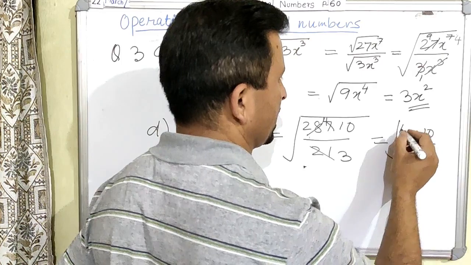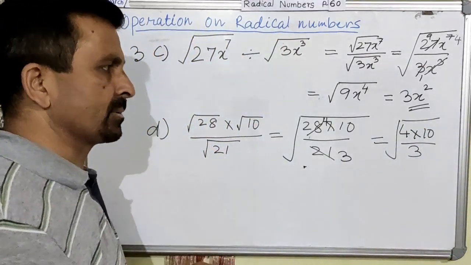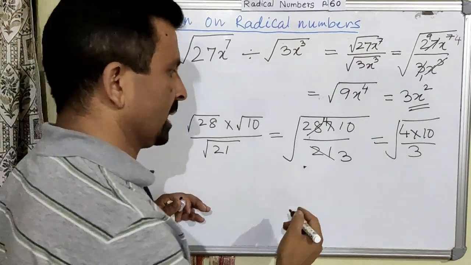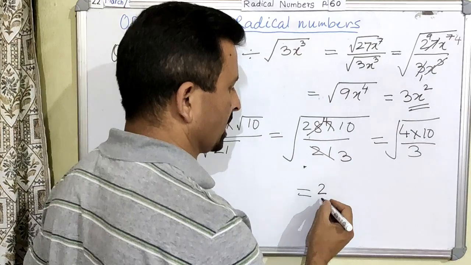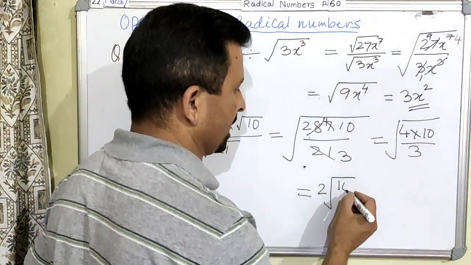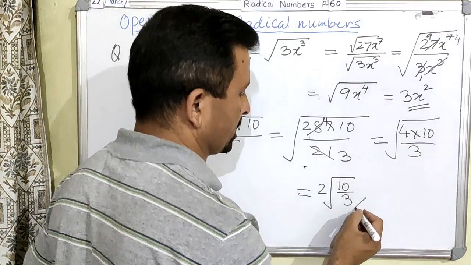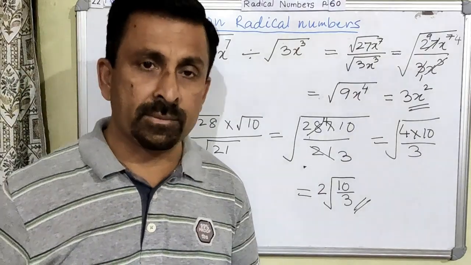Now out of these 3 numbers, whichever part is a perfect square number, that will come out and the rest will remain inside the root sign, and that will be your final answer. So out of these 3 numbers, only 4 is a square number, so only that part will come out and the rest will be inside the radical sign. So this is 2 root 10 over 3 and this is your final answer. Hope this is very clear.